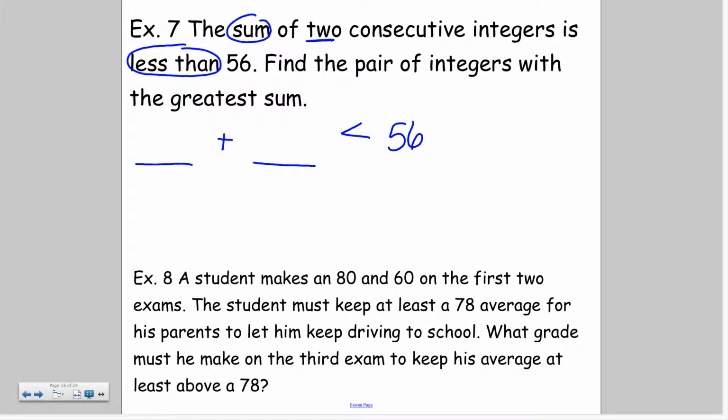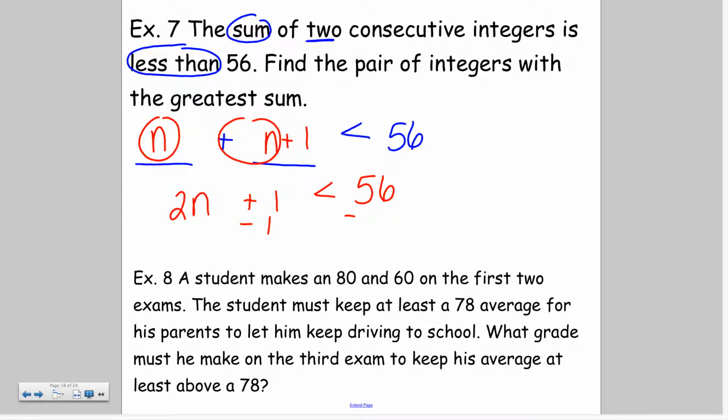So we're going to say that our first value is n. It does not say that they are even or odd. It's just two numbers that are in a row. So to get from the first number to the very next number, we're just going to add 1 to that number. So we're going to solve this inequality. We're going to solve it just like an equation. n plus n is 2n. Bring everything else down. And now we can continue solving it by moving the 1 over.